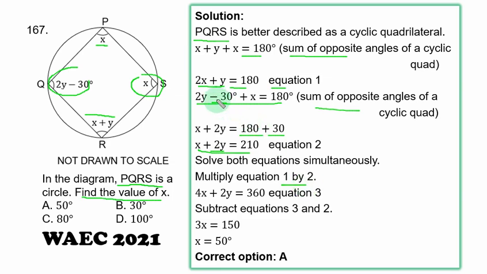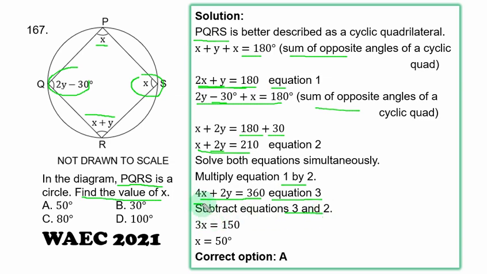So if you multiply through equation 1 by 2, you have 4S plus 2Y equal to 360. Let's call that equation 3. Now we are considering equation 3 and 2. In order to eliminate Y, we have to subtract equations 2 and 3. Equation 3 first before equation 2, term by term.